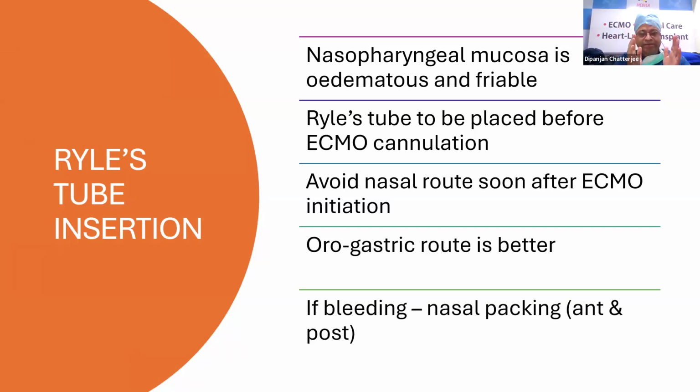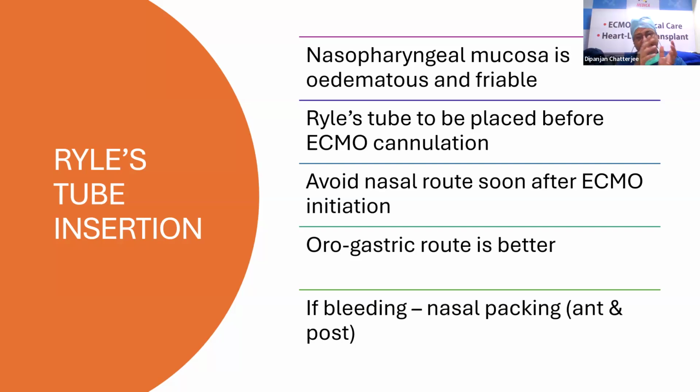one very common procedure that we do in these patients is a simple Ryle's tube insertion. You will think why we are talking about Ryle's tube insertion. That's because these patients' nasopharyngeal mucosa will be very edematous and friable, especially after a few days of ECMO. And we try to put the Ryle's tube always before we go for the ECMO cannulation, before we put the patient on heparin.